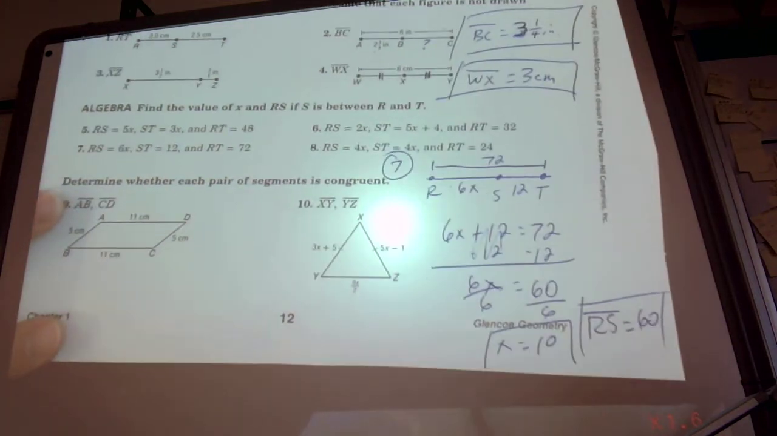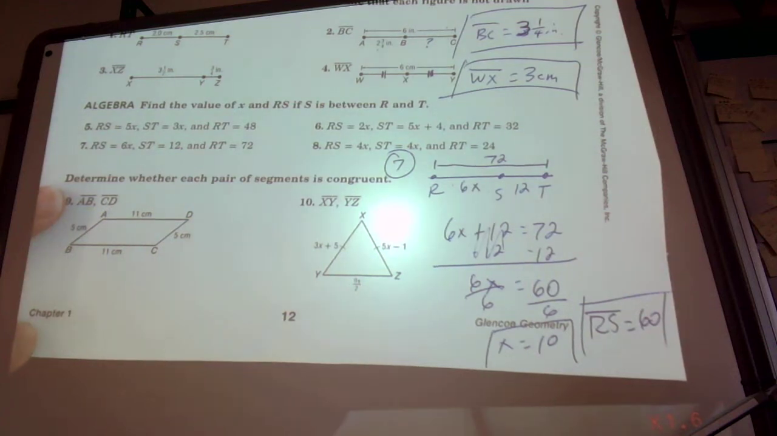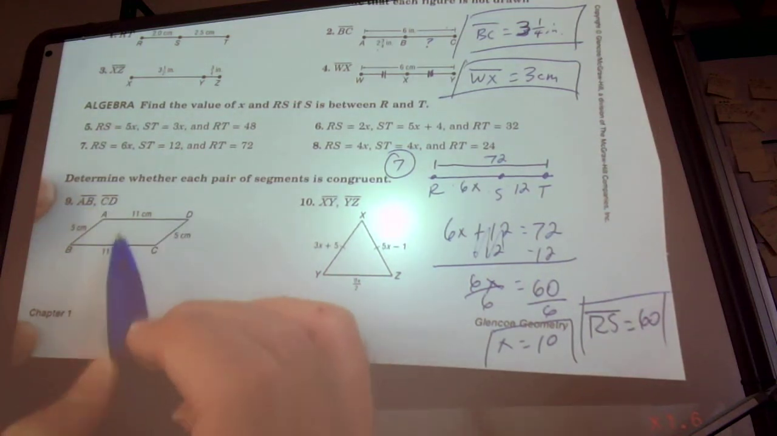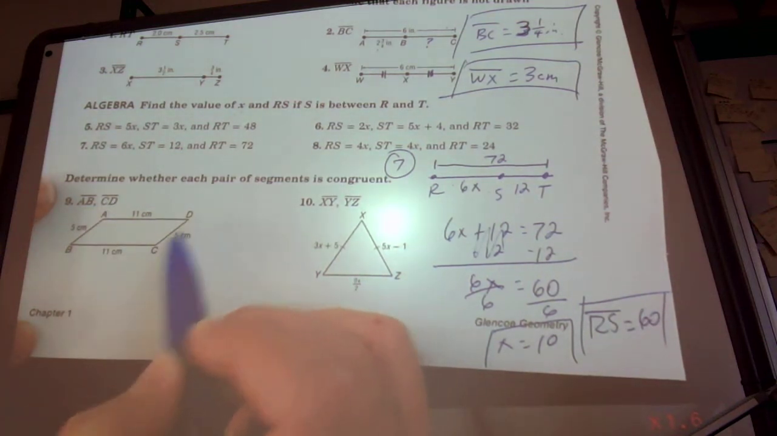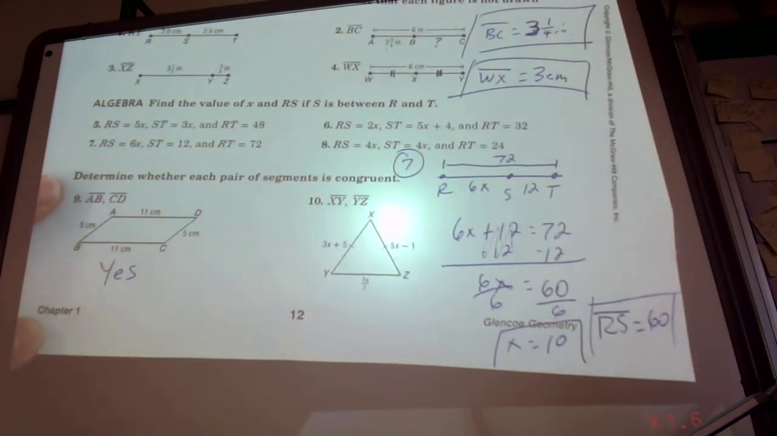We've got it. Jumping down here without showing you any work, it says determine whether each pair of segments is congruent. Well, this says, hey, is AB congruent to CD? Yeah, they're both 5. So the answer then would be yes. Like that, it's not even hard.